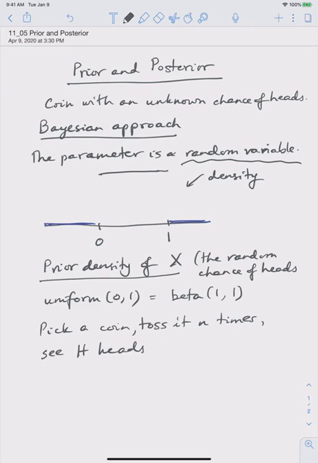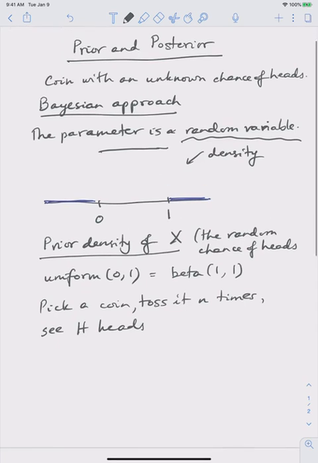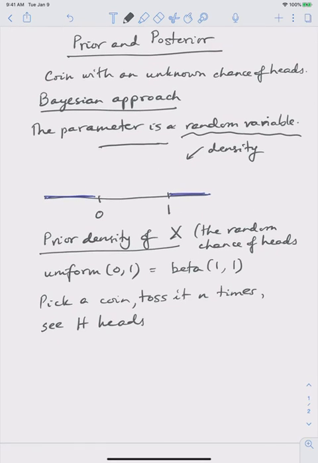So I started out assuming that I don't know anything about this coin, but now supposing I toss it 10 times and I see 9 heads, then my opinion is going to change. Now I'm going to want to say, no, this coin is biased towards heads. I don't want a uniform distribution anymore. I want to push the mass of the distribution towards the high end of the interval. And so we're going to try to formalize how to do this.